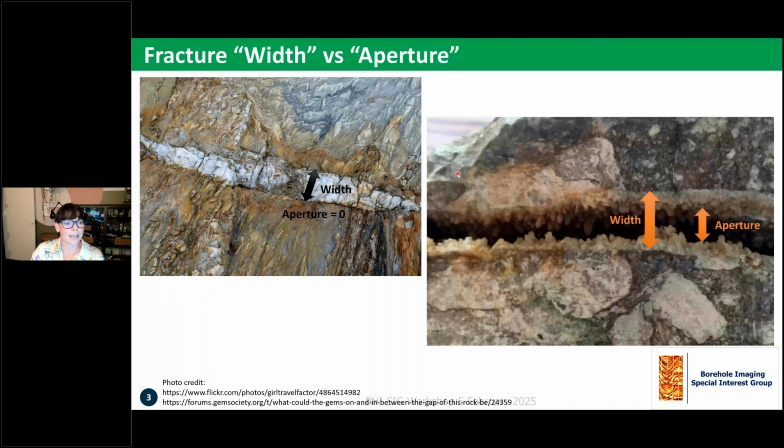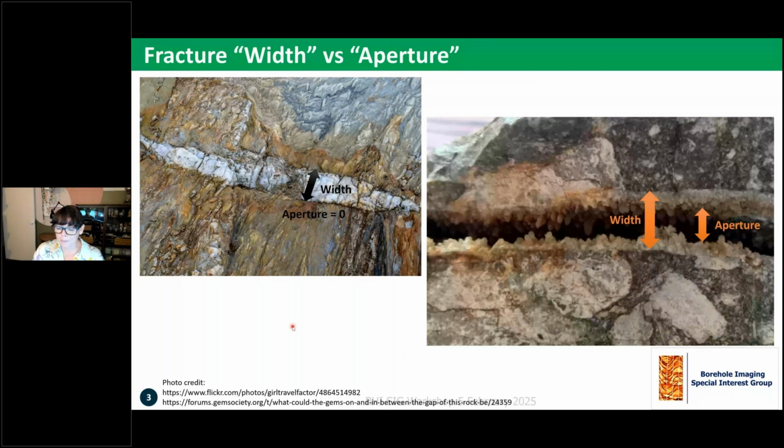So width versus aperture. A mineralized fracture will still have width, a distance from the top surface to the bottom surface, but it doesn't have an aperture, so it doesn't have an opening. If we look on the right-hand side here, this fracture has both a width from the top and bottom surface and also an aperture, and they're not necessarily the same values. If we didn't have this nice druzy quartz in here, we'd probably have the same width and aperture on this one. So we're going to talk about both width and aperture in different contexts.